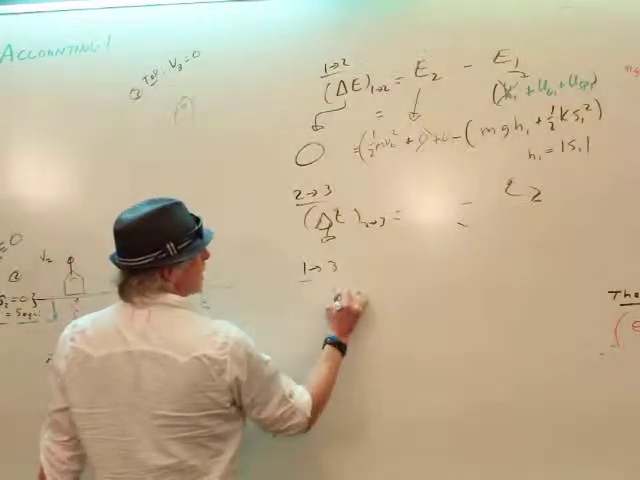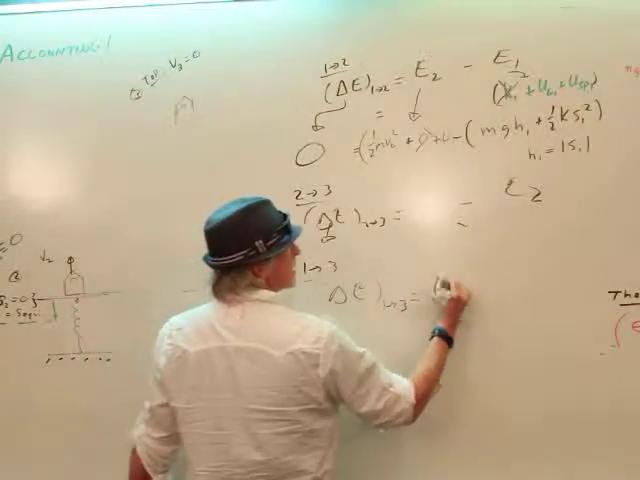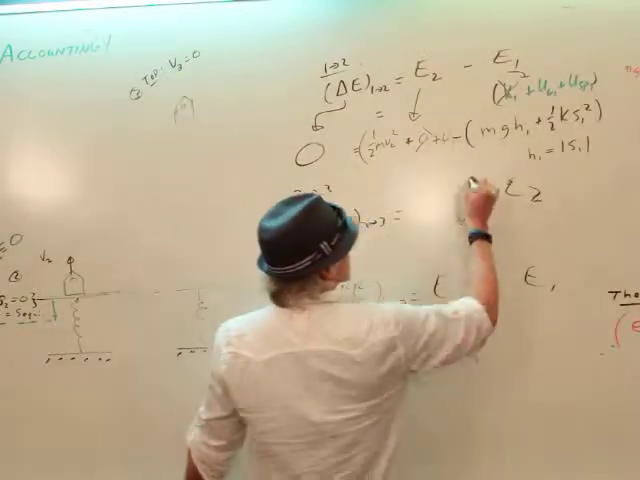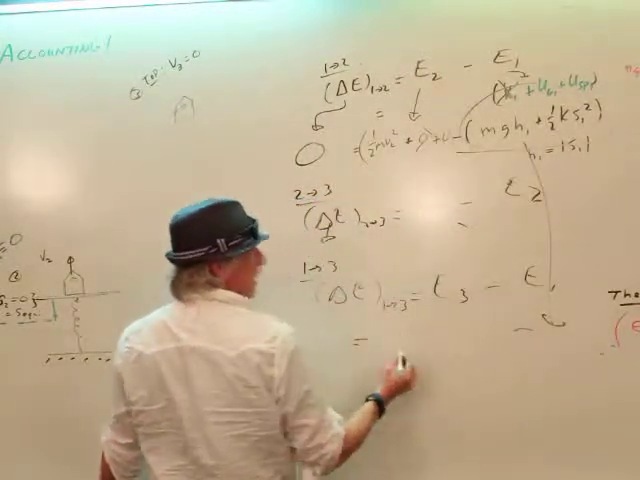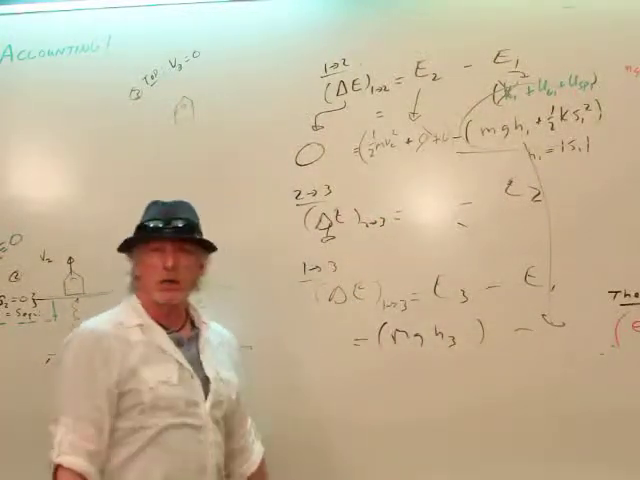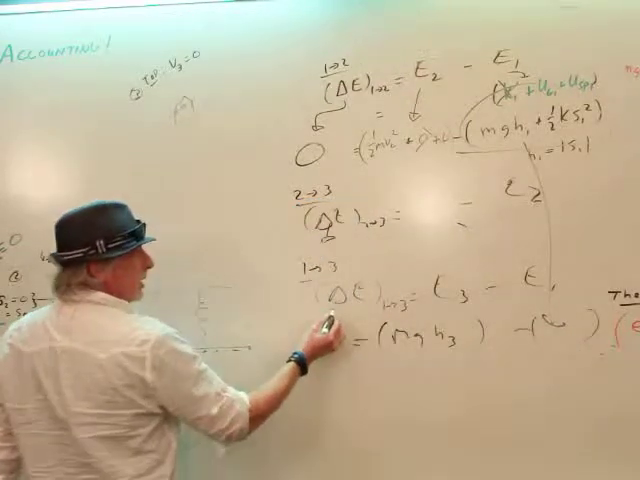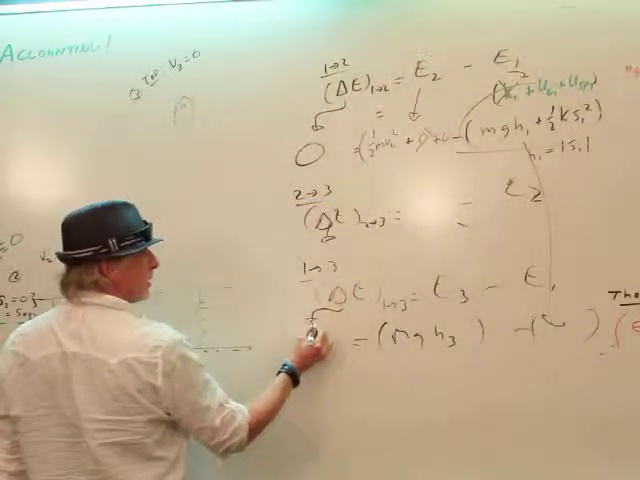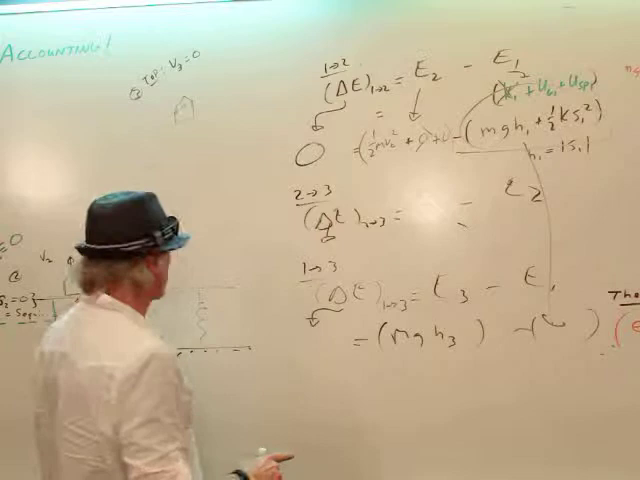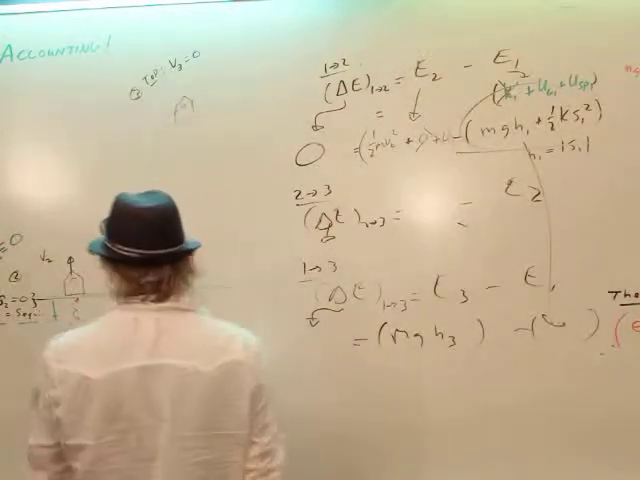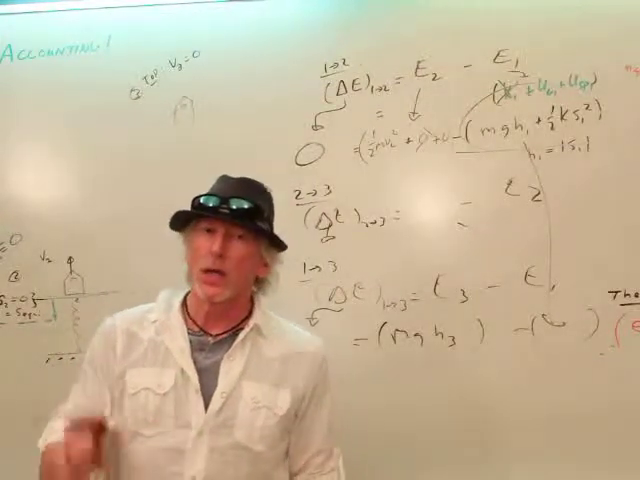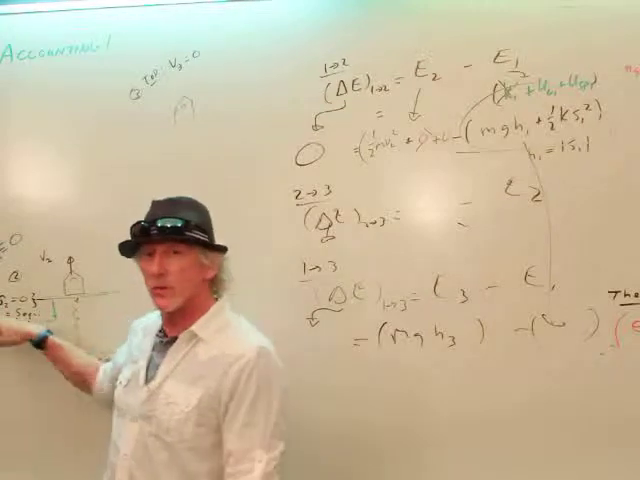Cool. 1 to 3, delta E, 1 to 3 is E3 minus E1. All right, working my way backwards. E1, I got this whole thing, right? So that's my E1. E3, I just had the mgh3, right? Cool. And then from here, hey, wait a minute. Did that work? Can I do it? Are there any energy interactions other than the conservative ones of gravity and the spring? No, unless there's friction in there.